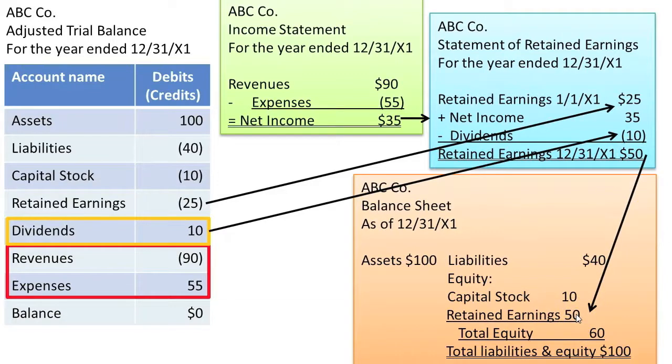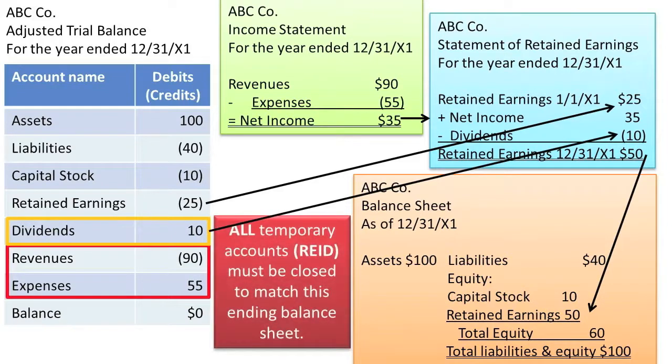So one of the goals will be to make sure that all the accounts have been updated to exactly agree with the balance sheet. And since none of these temporary accounts appear on the balance sheet, they all need to be zero. All temporary accounts, and you can use the acronym to remember them, REID, must be closed to match this ending balance sheet. R standing for revenues, E standing for expenses, I standing for income summary, and D standing for dividends.